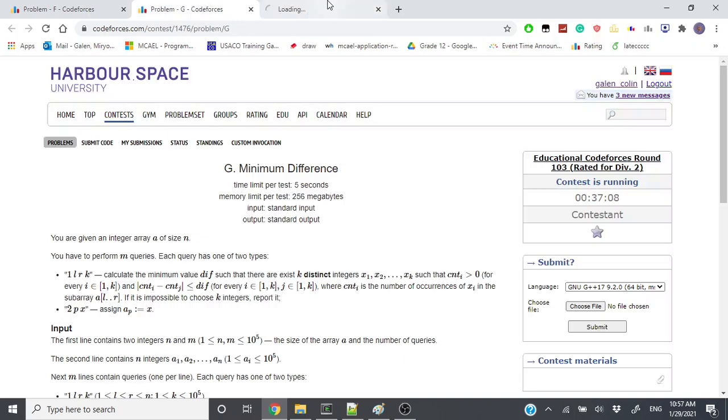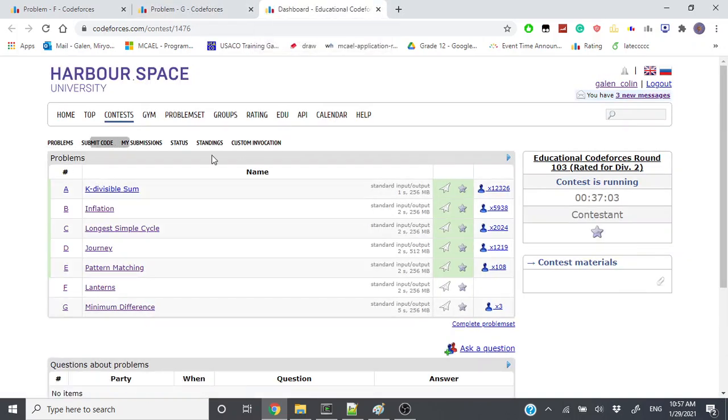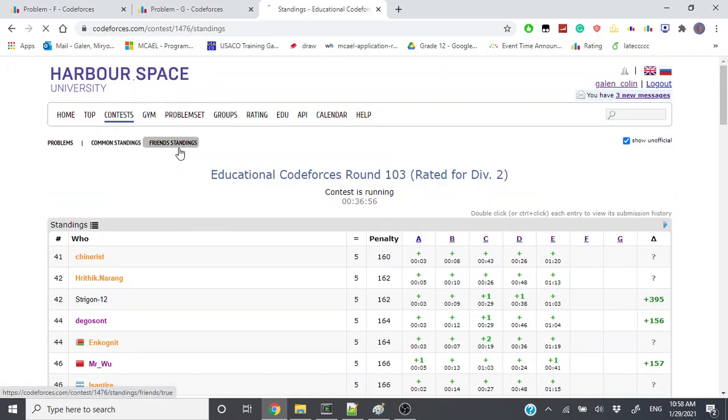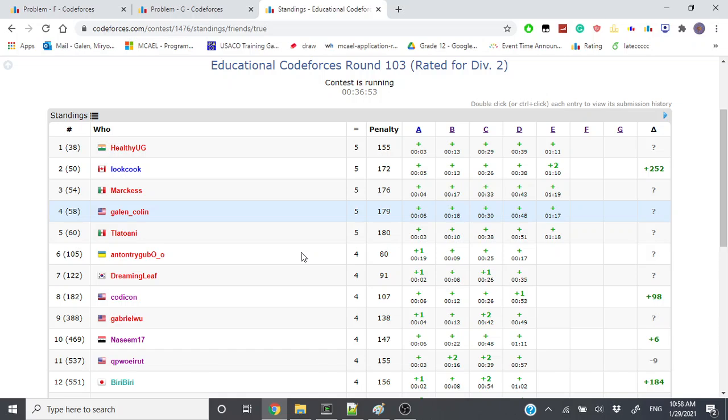Has anyone solved F yet? I'm just checking the dashboard at this point. Okay, no more people are solving G or F, or G or H. And other people have better penalties than me because they were faster on the earlier problems, I guess. Interesting. 1 minute apart.